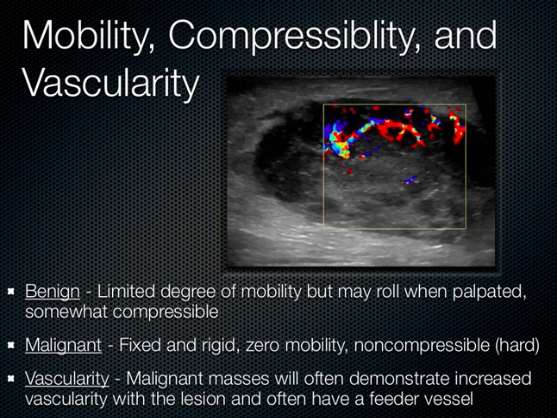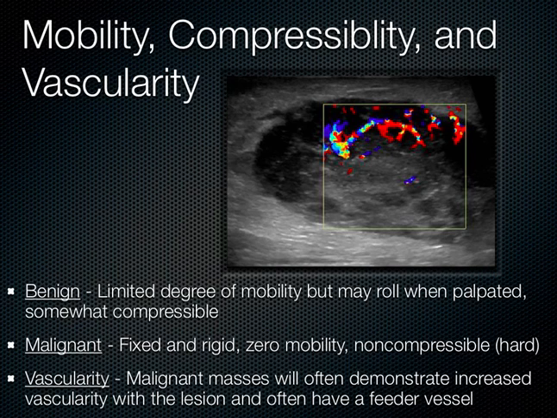There are other issues too, like mobility, compressibility, and vascularity. Benign lesions have a limited degree of mobility, but they can actually roll when you palpate them, and they're somewhat compressible. Whereas malignant lesions are fixed, rigid, and don't move at all. They're non-compressible, they're hard. Okay, so that's another way to distinguish these on ultrasound.